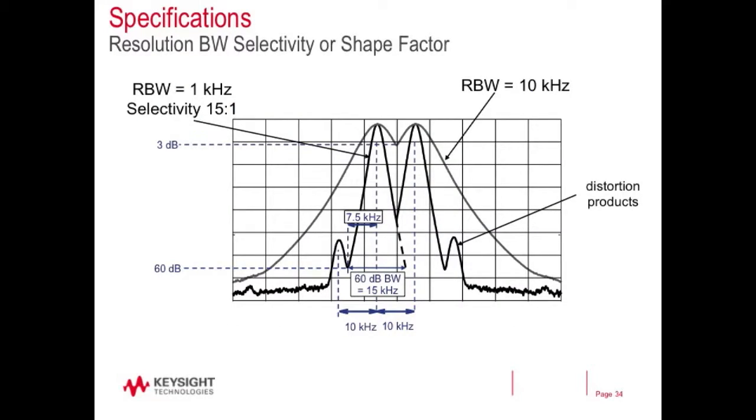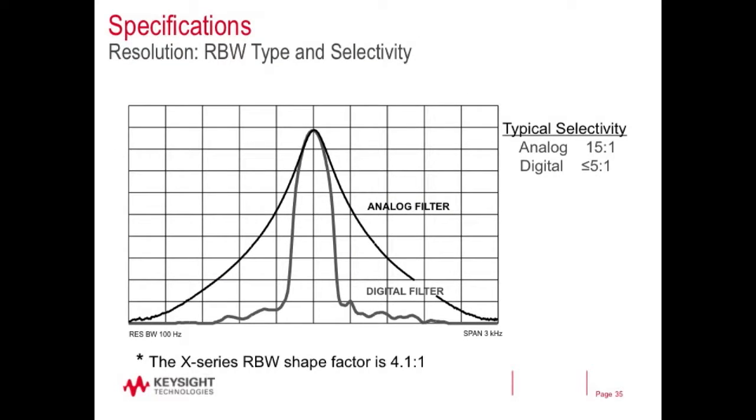Again, the shape factors of older analog filters were roughly 15 to 1, 20 to 1. The newer digital ones are better than 5 to 1. On our X series signal analyzers, they're basically 4 to 1. So, I don't want to call it a brick wall filter, but it comes down pretty quick.